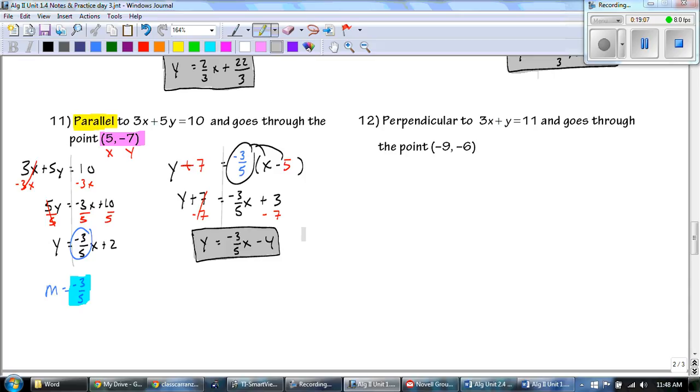Okay, so the first thing we have to do is find our slope. And if you look at number 12, I want perpendicular, but once again, I don't know what my slope is. So I have to solve. The thing that I like about this one is when I subtract the 3x right away, y is already by itself, so y equals negative 3x plus 11. My current slope is negative 3 over 1. I want the opposite reciprocal of that, so that would be 1/3.